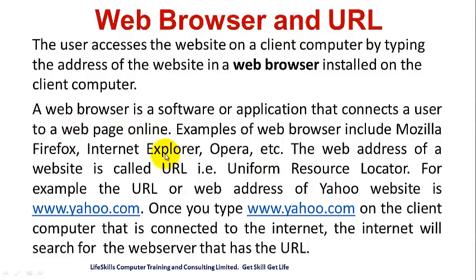The web address of the website is called URL. So all the client needs to do is to type the URL or the web address in the browser. A very good example of a URL, which is called Uniform Resource Locator, is www.yahoo.com. Once you type that address, the client computer that is connected to the internet will search for the web server that has the URL that is connected to the content that the client is looking for. So that is the concept of web browser and URL.